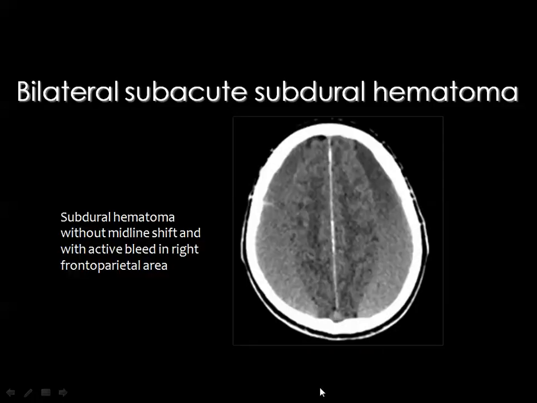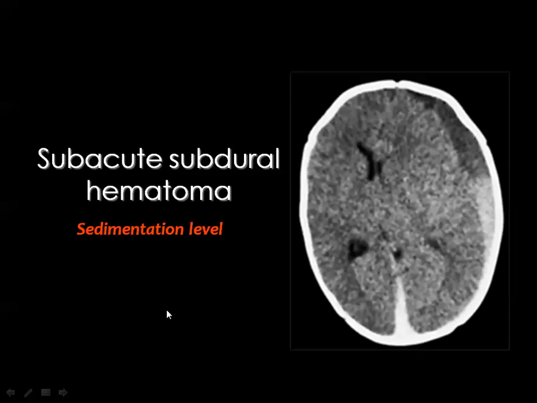And this is bilateral subacute subdural hematoma. The hematoma is not hyperdense, nor hypodense. It is isodense, almost isodense to the brain parenchyma. And sometimes you can see what's known as sedimentation level, where the dependent part of the hematoma is hyperdense, and the anterior part or the superior part of the hematoma is hypodense.